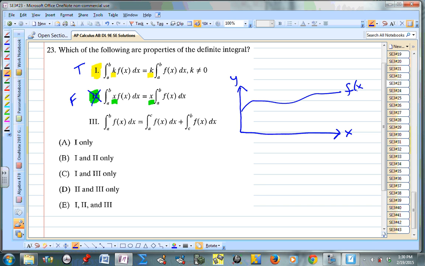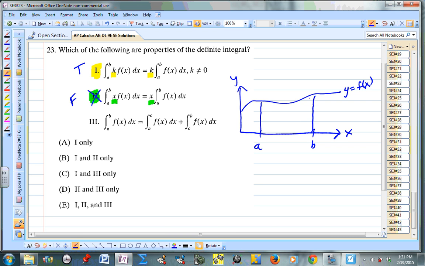here's an arbitrary function y equals f of x. So if we have a value of a and value b, the integral from a to b is represented graphically as an area between the curve and the x-axis. If we set some value c in between a and b, we can see that the integral from a to c plus the integral from c to b is equal to the total integral. Therefore, statement 3 is true.